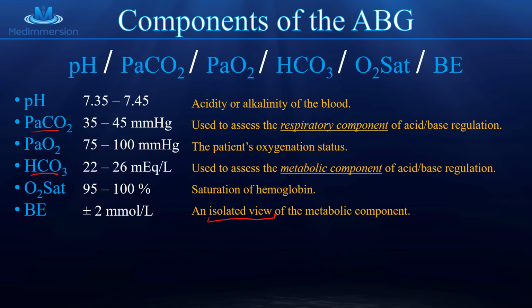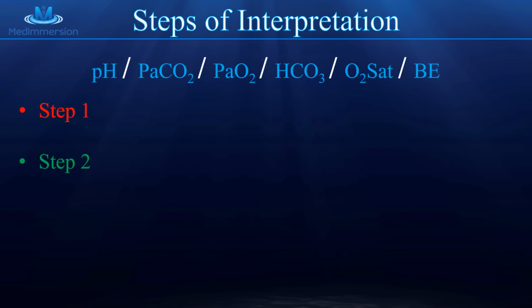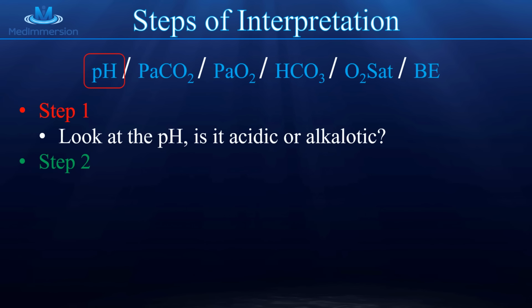All right, let's step into it a little bit further and start using these values and putting it all together. Now into interpreting the ABG. And look, guys, this is actually a lot easier than you think. It's super easy. There's really only two things that you need to look at. Two steps. Step one, look at the pH. Is it acidic or is it alkalotic? Let's say it's acidic. The pH is too low.